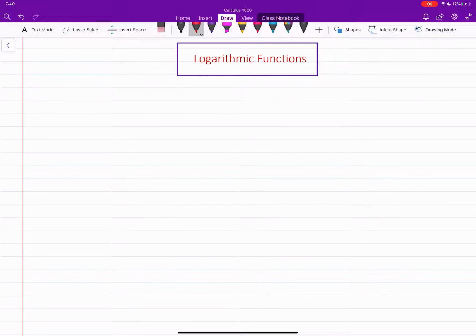Hi, in this video we will learn about logarithmic functions. What is their definition, how their graph looks like, what is their domain and range, and facts like that.